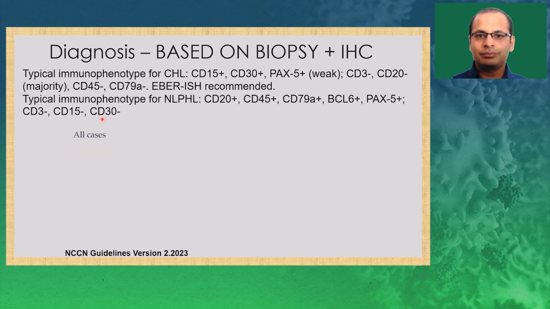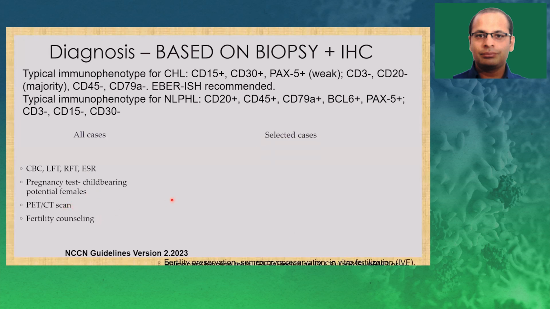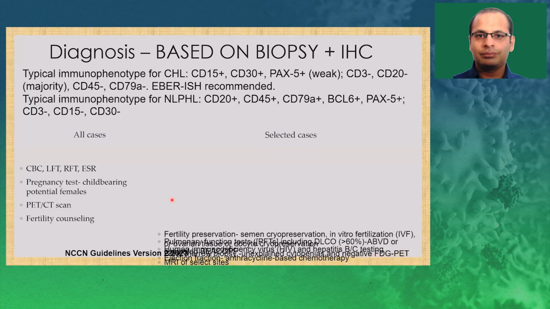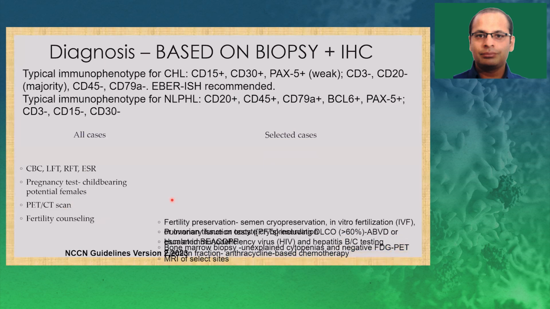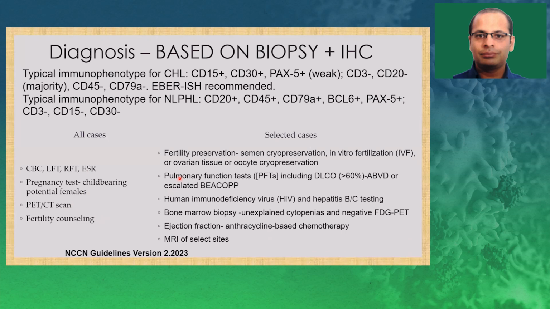Workup as recommended by NCCN includes routine CBC, biochemistry, pregnancy test in childbearing females, PET scan or a CT scan for staging, and fertility counseling. For selected cases, you may go for fertility preservation, and pulmonary function test, especially if you are planning ABVD therapy.